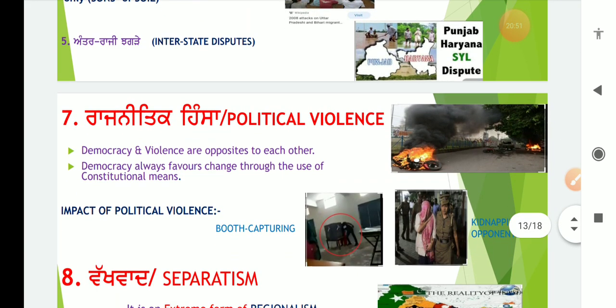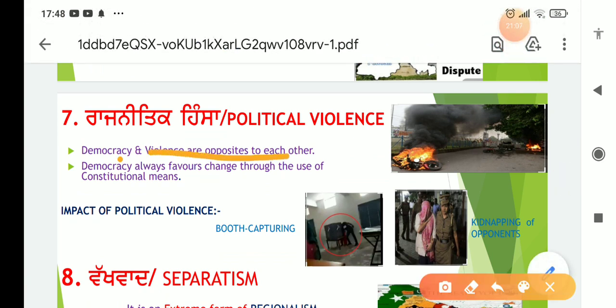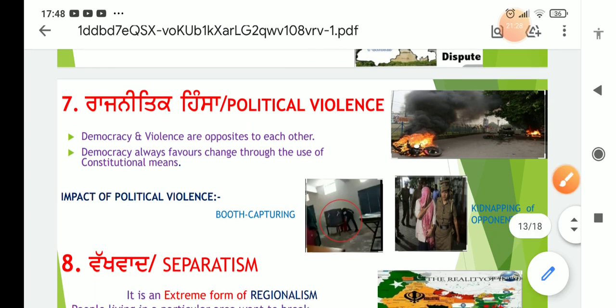Then we have Rajnitik Hinsa, which means political violence. Democracy and violence are opposite to each other. If democracy is to succeed, then violence is to lose. But here we see that in democracy there is violence everywhere. Democracy always favors changes through constitutional means, through the ballot, not the bullet. But we see elections are fought with bullets, right? Booths are captured, and candidates are killed. So political violence is very common in India.